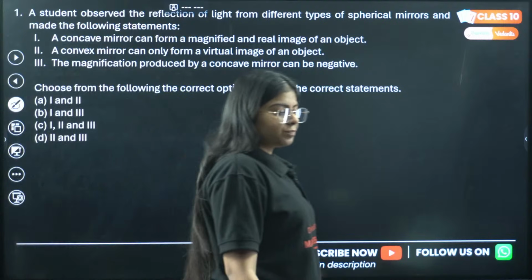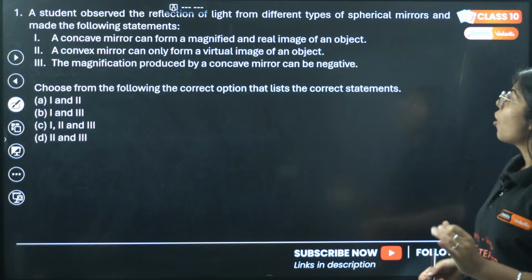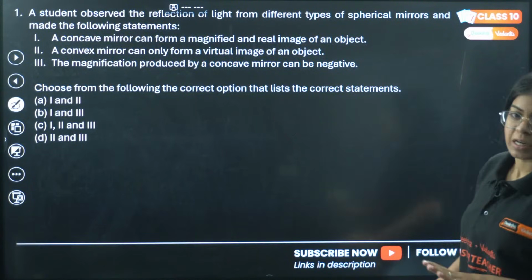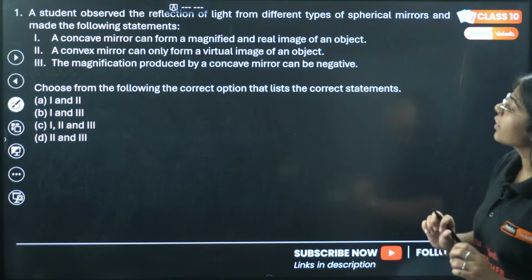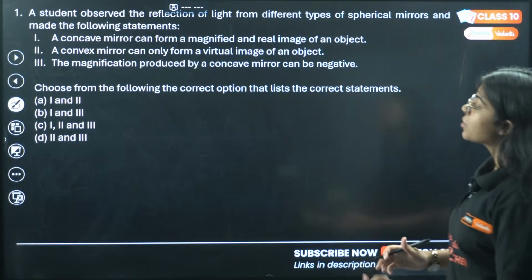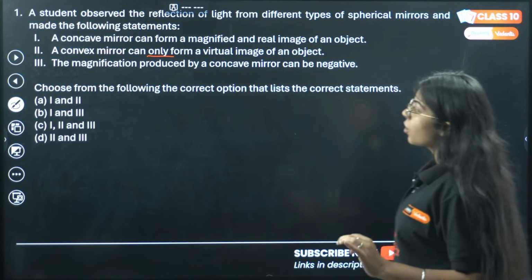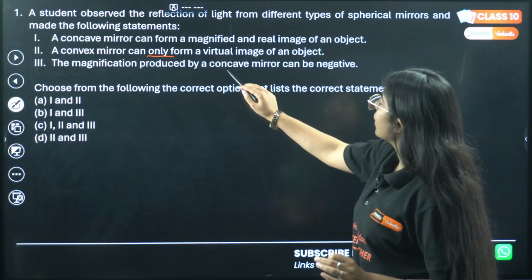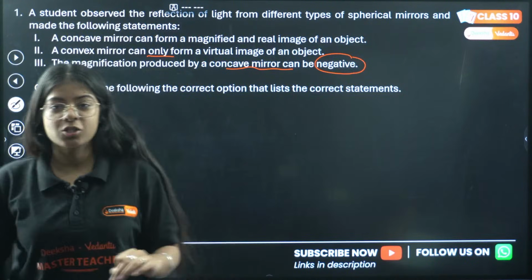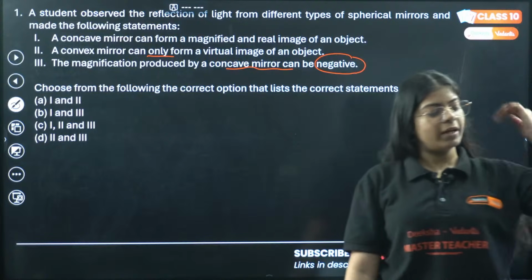Read it carefully. A student observed the reflection of light from different types of spherical mirrors and made the following statements. First, a concave mirror can form a magnified and real image of an object. Second, a convex mirror can only form a virtual image of an object. Third, the magnification produced by a concave mirror can be negative. Which of these statements is correct? Can you let me know in the chat?